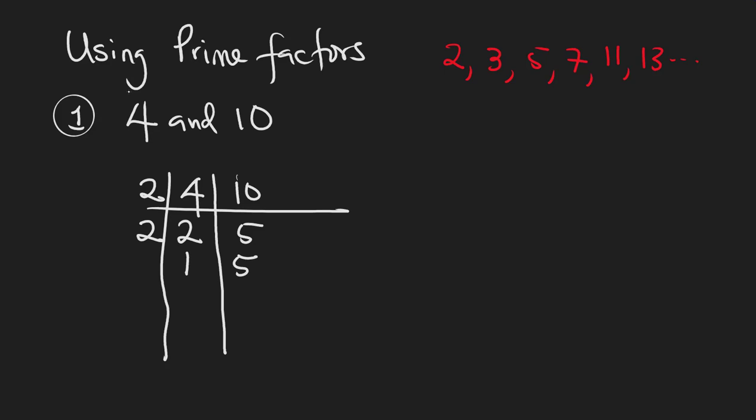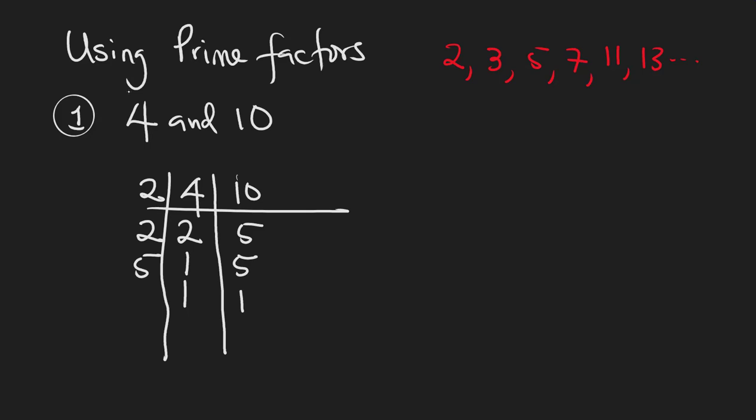So can 2 go into any of this one? Of course, no. Can 3 go into 5? No. So check the next one. Can 5 go into any of this? Of course, 5 can go into 5. Once it is 1, you keep on writing 1 down. 5 divided by 5 is 1. So whenever you get all the numbers at the bottom as 1, that means you're done.